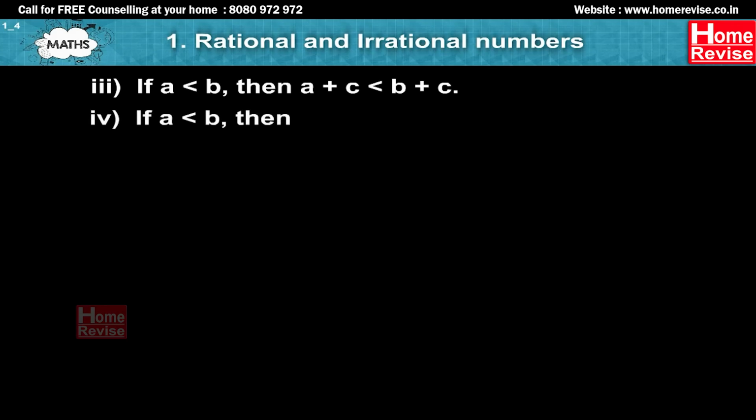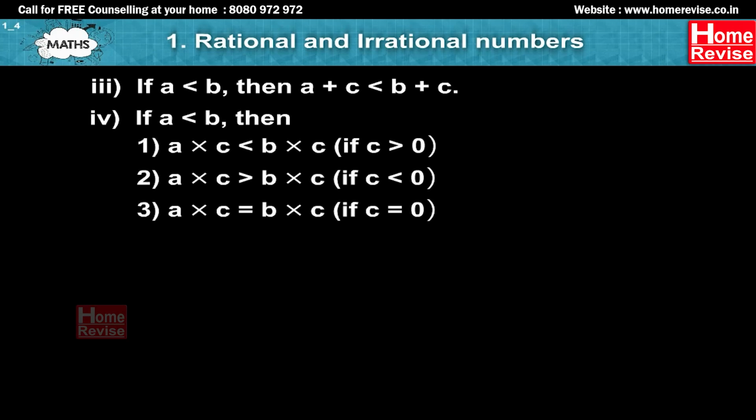Number 4, if A is smaller than B, then 1. A into C is smaller than B into C if C is greater than 0. Number 2, A into C is greater than B into C if C is less than 0. And number 3, A into C is equal to B into C if C is equal to 0.